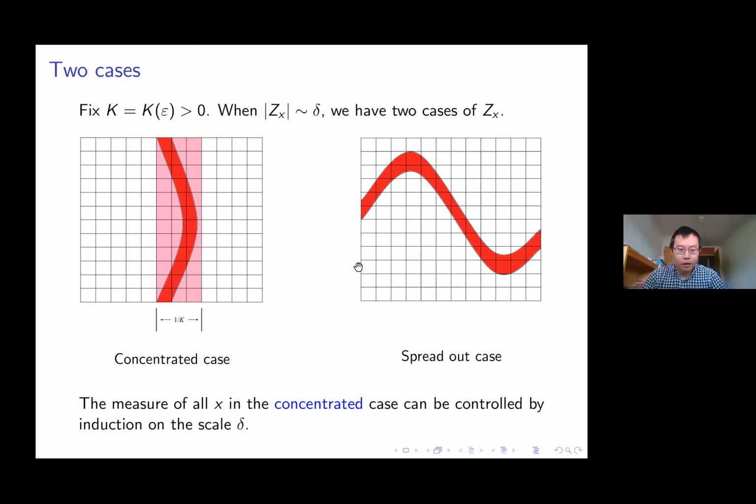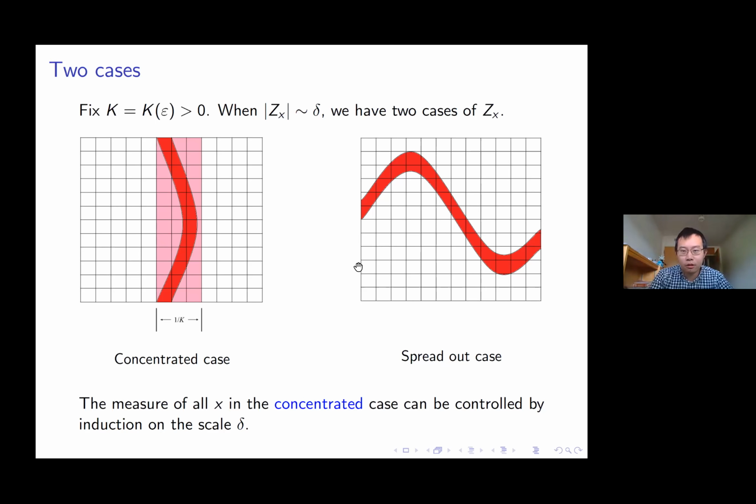We can bound the measure of all x in the concentrated case by the so-called induction on scales. So you can probably imagine how this is done if you work on Fourier restriction, but I won't have time to say much about this step. But the Spreadout case is the most interesting. And I have a very involved slide next. Hopefully I can give you some sense of how we dealt with the Spreadout case. And this is the main technical part, I think, of why we can prove the two-dimensional problem completely, but cannot prove the sharp exponent in 3 or higher dimensions at this moment.